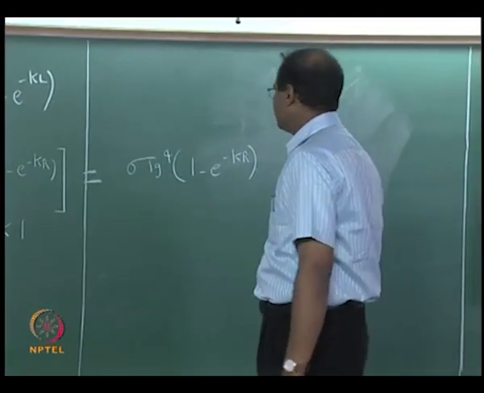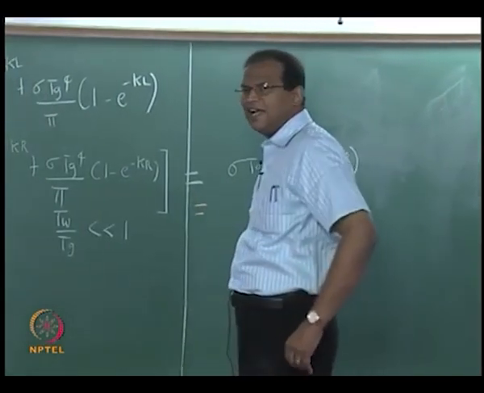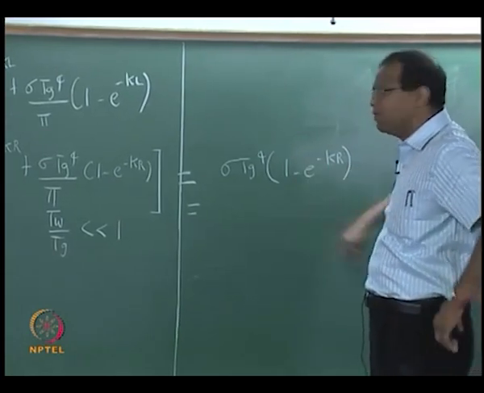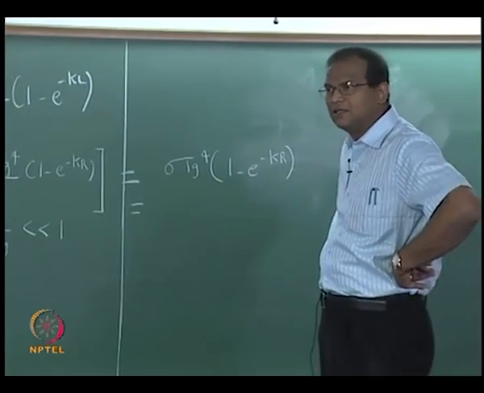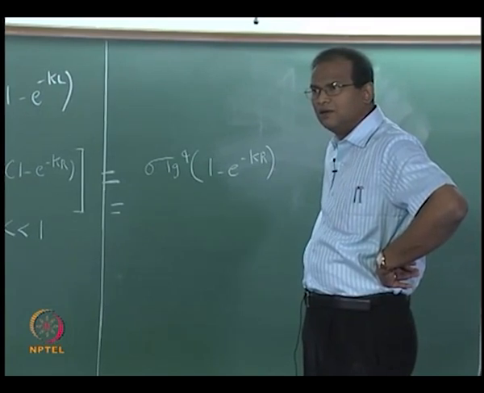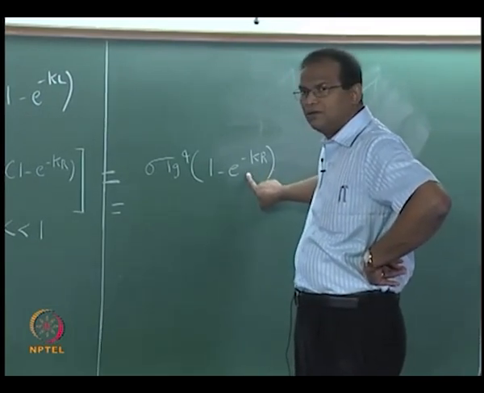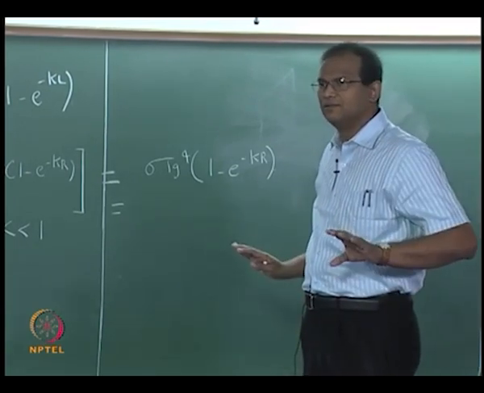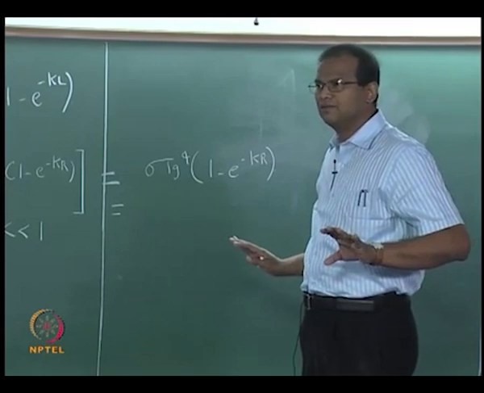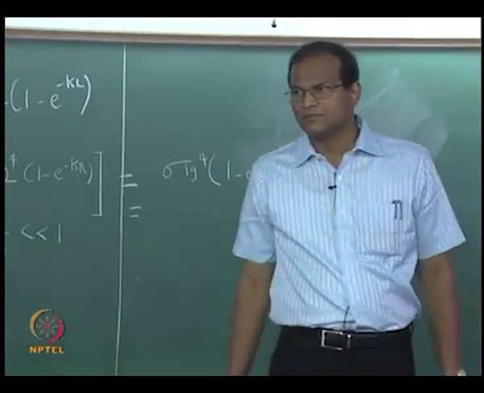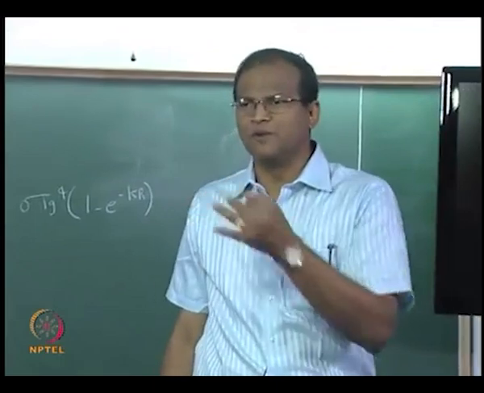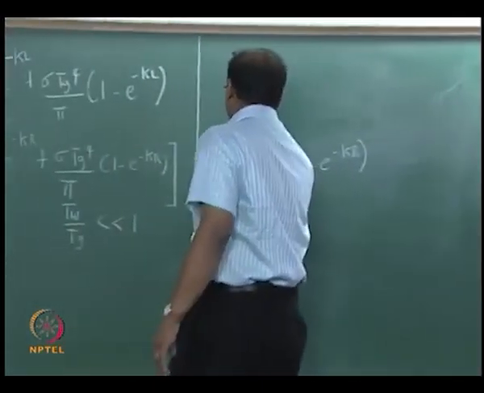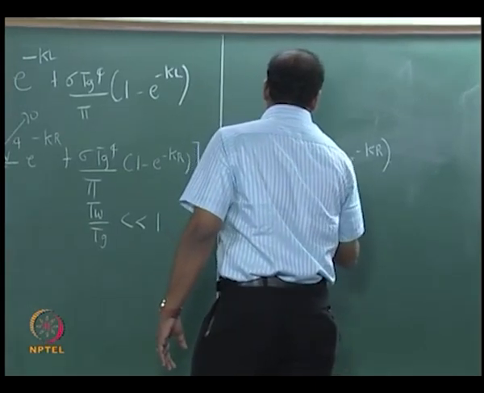Now for an optically thin gas, kappa r is quite small compared to 1. Therefore 1 minus e to the power of minus kappa r can be expanded as kappa r, simply kappa r. 1 minus e to the power of minus 0.01 is just 0.01, correct. So this can be written as sigma Tg to the power of 4 into kappa r.